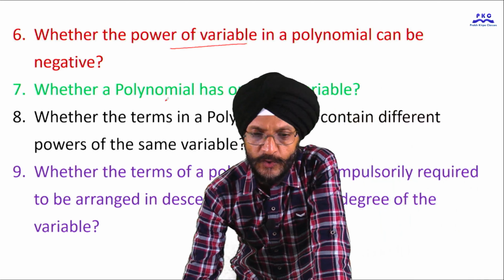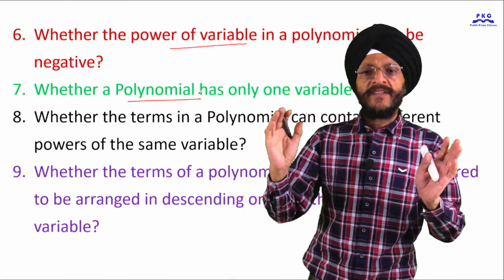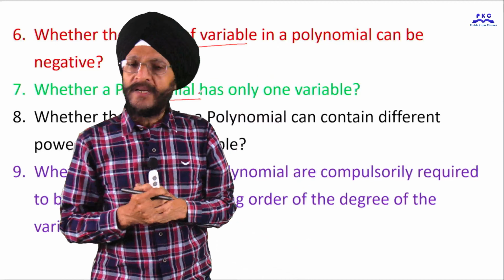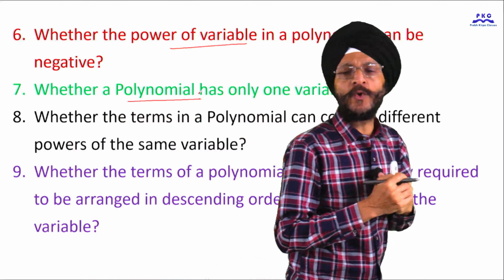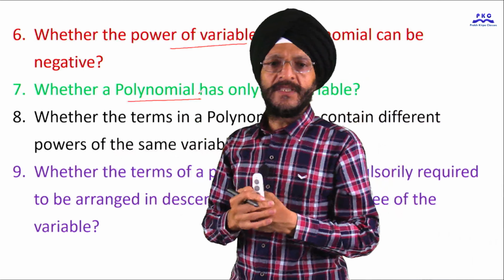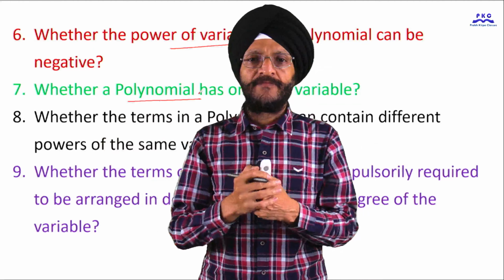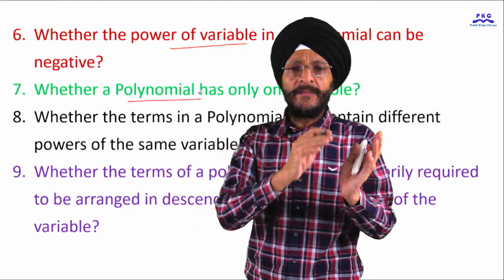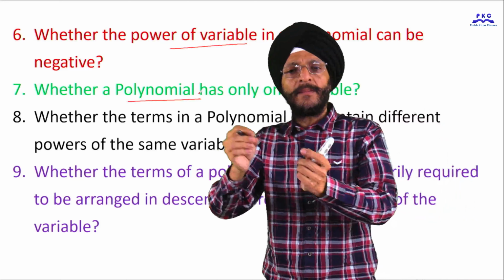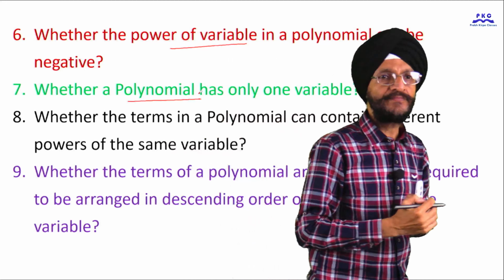The students will also understand that normally the polynomial has one variable, but we will also come across polynomials where there are multiple variables. That is normally the variable may be single, that is x variable, but there are chances that the variable may be more than one, that is the variable may be x, y, z in the single polynomial.